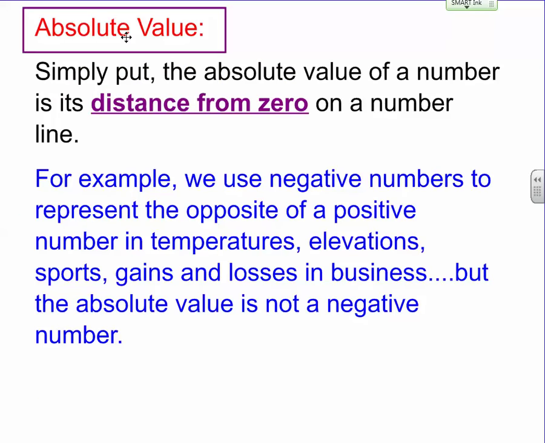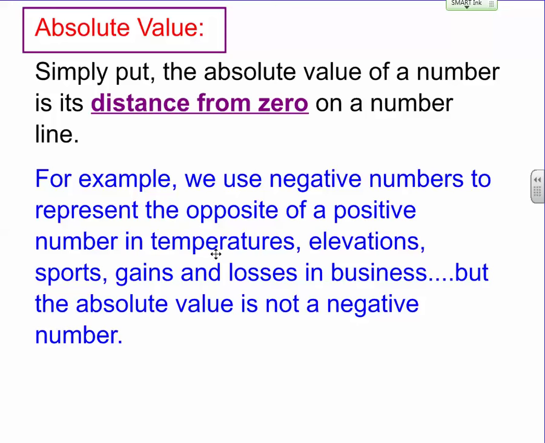And then literally we just talked about absolute value today because it's actually a very simple concept. Absolute value means what is the distance from 0 on a number line, and that's simply it. So we use negative numbers to represent the opposite of a positive number. The opposite of a temperature above 0 is below 0. So we use a negative number to represent that.